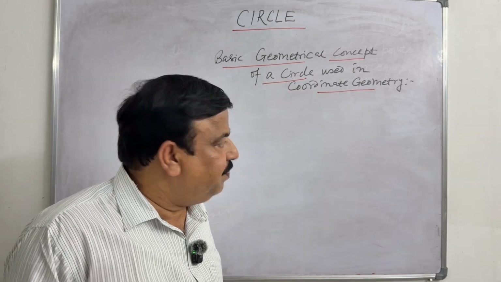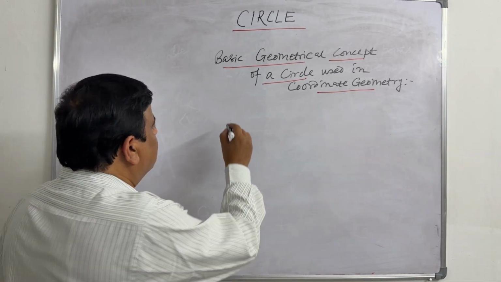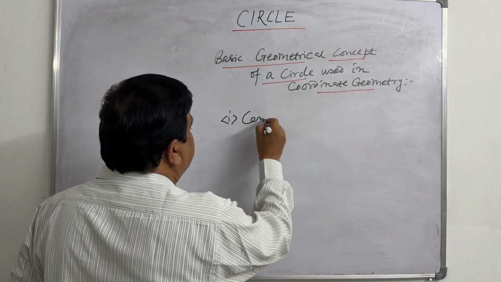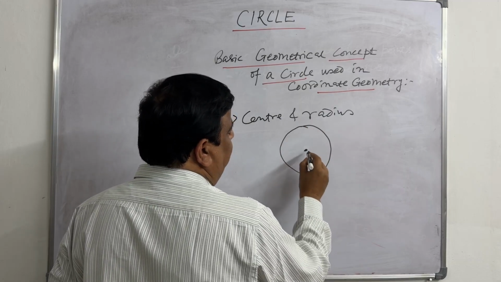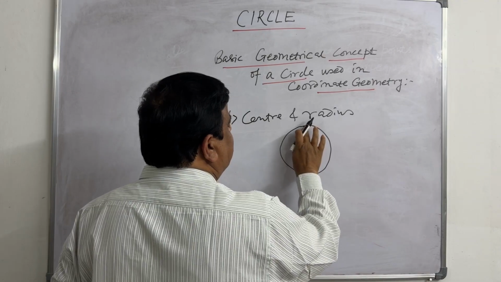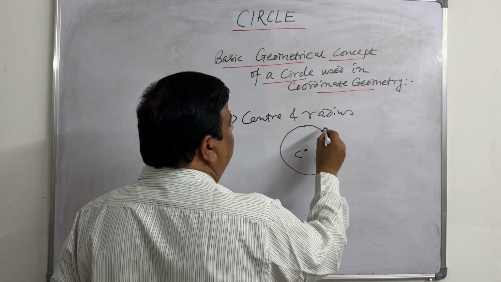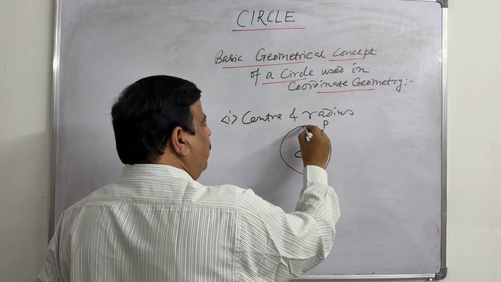Coordinate geometry में सर्कल से रिलेटेड कुछ बेसिक कॉन्सेप्ट लर्न करना जरूरी है. फर्स्ट कॉन्सेप्ट इज व्हाट? सेंटर एंड रेडियस. दिस इज द शेप ऑफ ए सर्कल. दिस इज द फिक्स्ड पॉइंट, say C, and at any instant of time the position of a moving point, the P is here. This is moving.